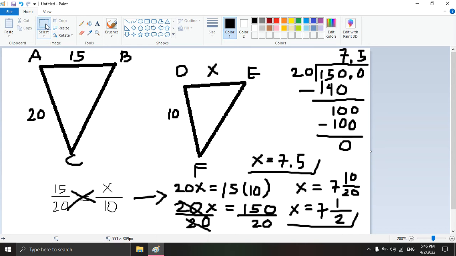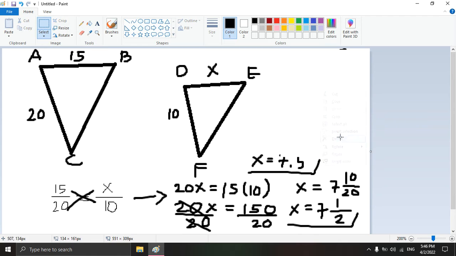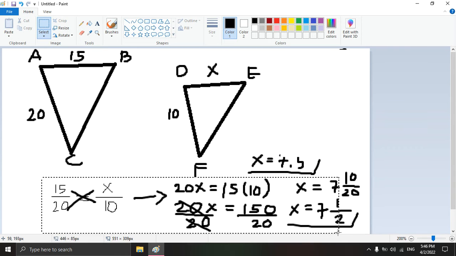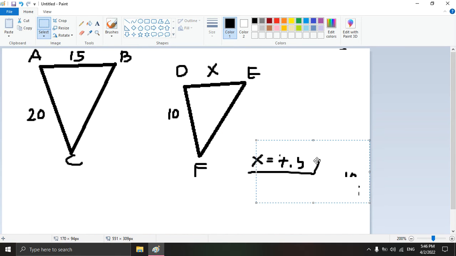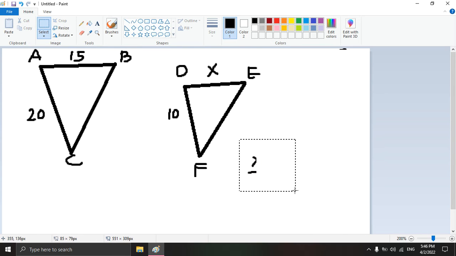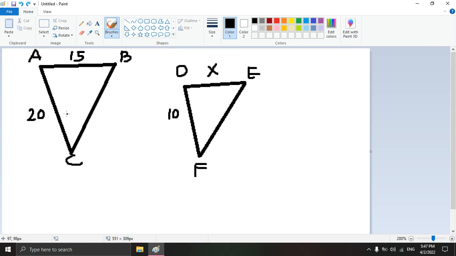Let's use another method. Same example, but we're going to use a different one. The way is still to form a ratio and proportion, but with a different pattern. Okay, delete. So our given is still the same. The first pattern was going down from here, then going down here as well. So we can make a pattern.